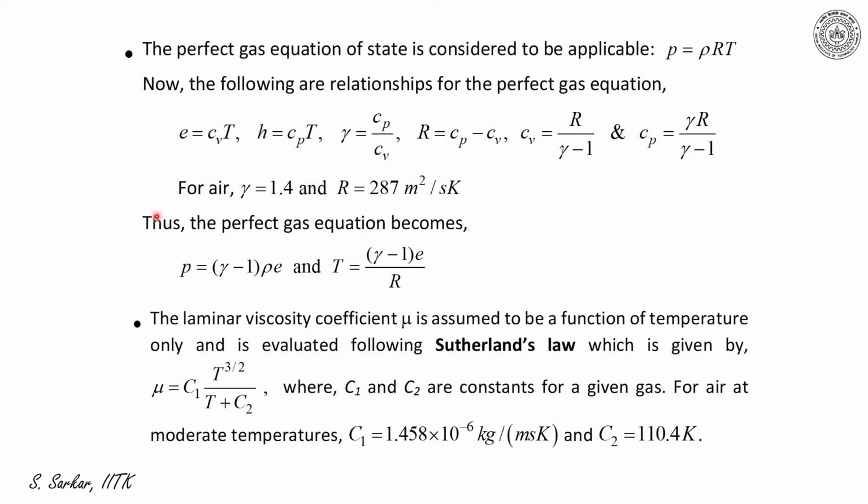For air, gamma is equal to 1.4 and R is equal to 287 meters squared per second squared per K. Thus, the perfect gas equation becomes P is equal to gamma minus 1 into rho into small e, and T is equal to gamma minus 1 into small e divided by R.